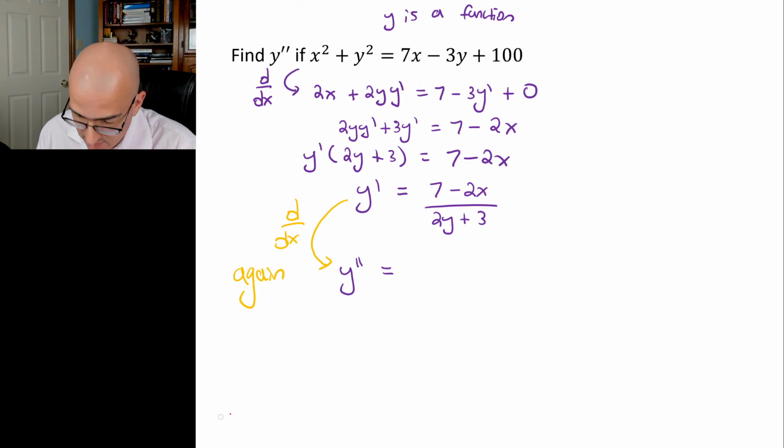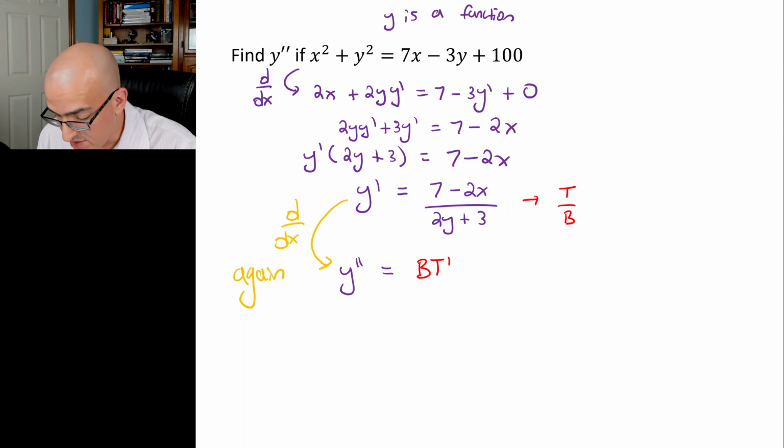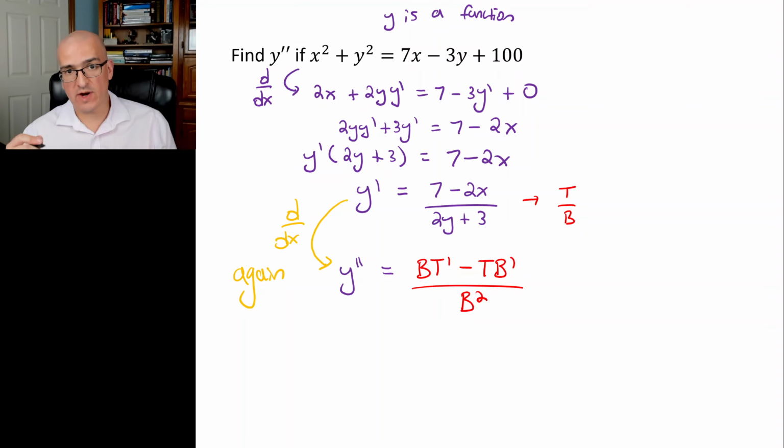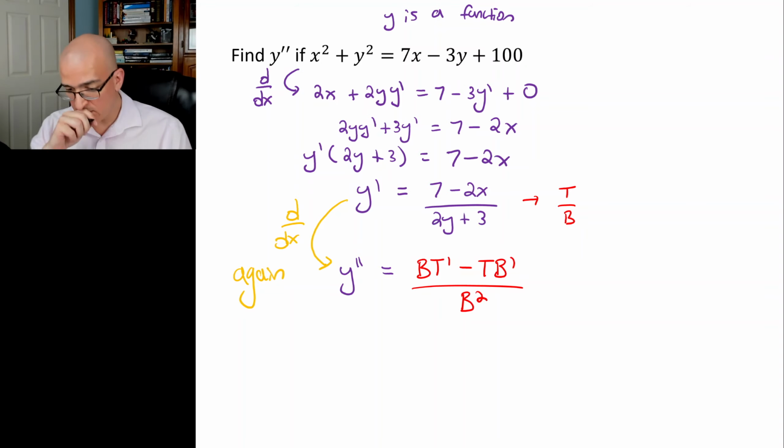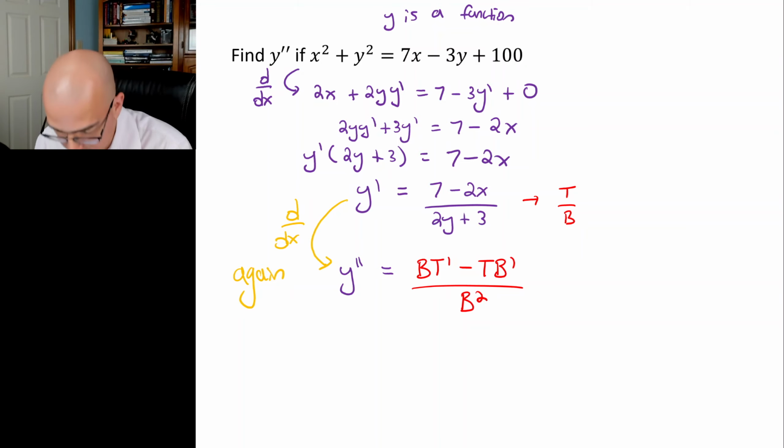And we have a quotient rule. This is a t over b, a top function over bottom function. So when we take the derivative, we'll have b t prime minus t b prime all over b squared. And you have to watch for quotient rules for higher order derivatives as well. There's a few in the homework, and they're important.